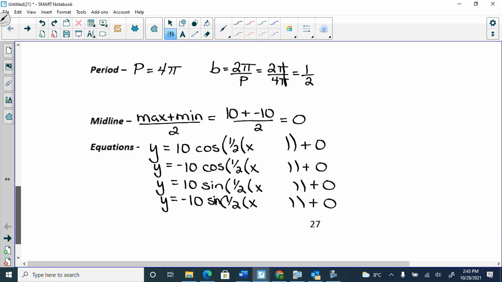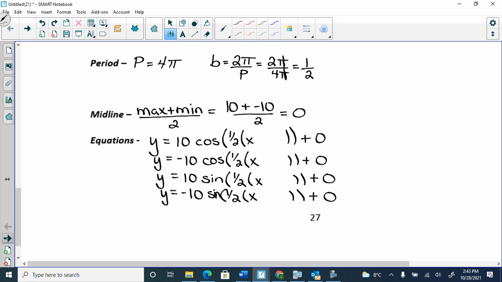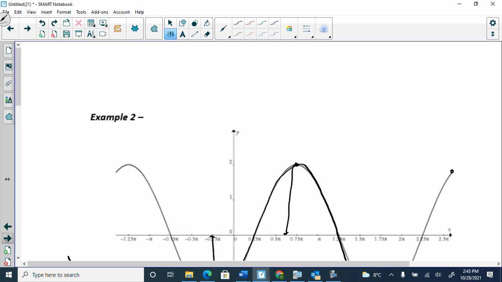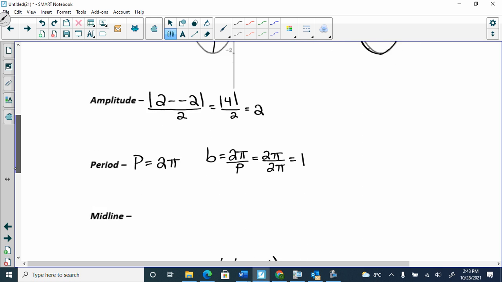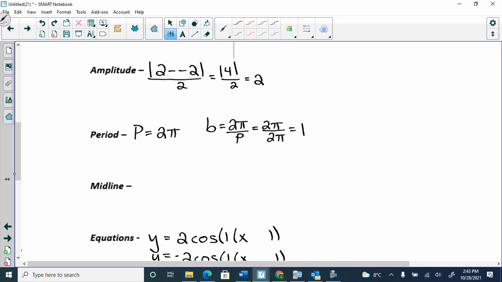We didn't do the horizontal phase shift yet because it's the hardest part. Okay, plus zeros. Do you see that? See how we got that? Max plus min divided by 2, or where the arrows meet, where your amplitudes meet. So let's look at this one. This one is 2 and -2. So my max is at 2, plus my min, which is at -2, divided by 2, which is 0.